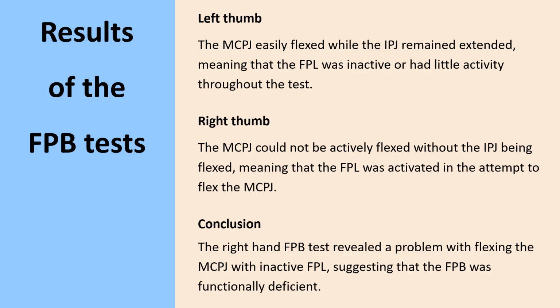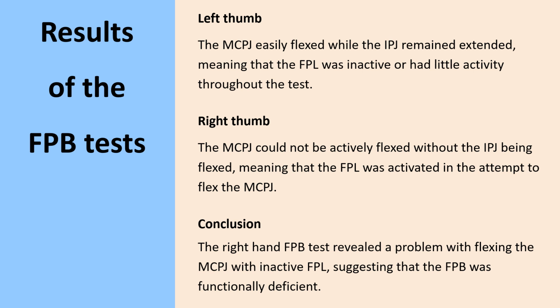Results of the flexor pollicis brevis tests. In the left thumb, the MCP joint easily flexed while the IP joint remained extended, meaning that the flexor pollicis longus was inactive or had little activity throughout the test. In contrast, in the right thumb, the MCP joint could not be actively flexed without the IP joint being flexed, meaning that the flexor pollicis longus was activated in the attempt to flex the MCP joint.